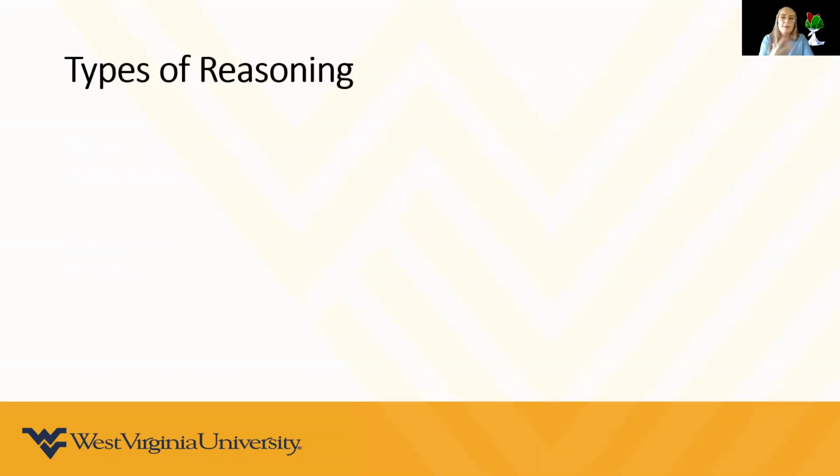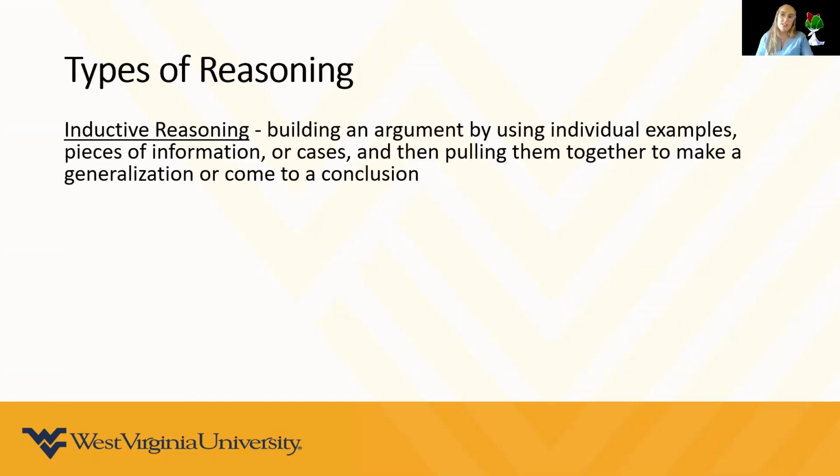Now we'll get into the different types of reasoning that you can use as an audience member or try to influence your audience members to engage in by the words that you use. So the first is inductive reasoning, in which you build an argument by using individual examples, pieces of information, or cases, and then pulling them all together to make a generalization to come to a conclusion.